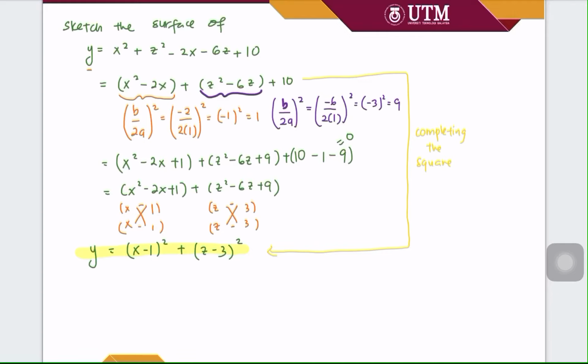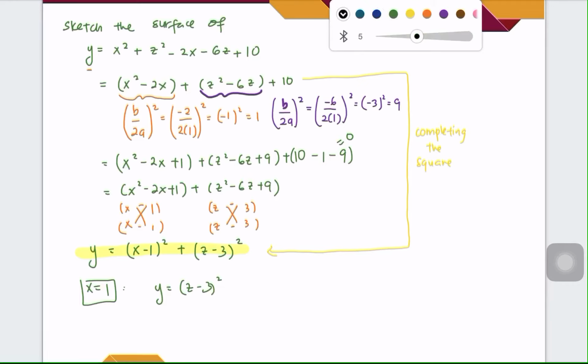For the trace of x equal to 1, let's try x equal to 1. Just substitute the value. So you will have y equal to z minus 3 squared. You need to sketch this one.